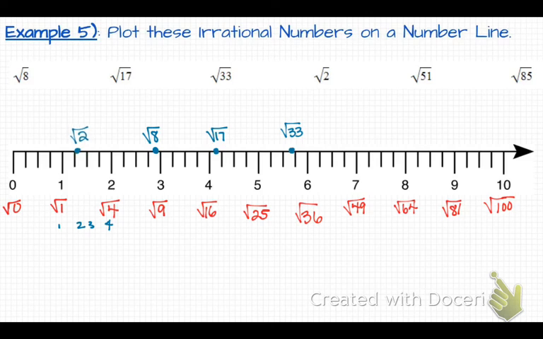What about the square root of 51? 7 and 8? Where? Closer to 7, maybe about here. And finally, I have square root of 85. 9 and 10? Closer to 9, so probably about here. Okay, once you finish copying that down, make one last number line. Example 6 is a you try of irrational numbers again.